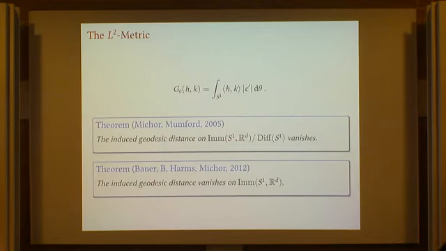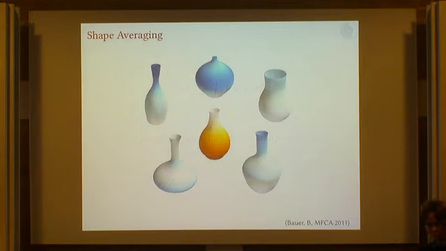Okay, so that's a little bit of analysis that happens, and one can also do analysis for the H1 metric and H2 metric and so on. So interesting questions and interesting results. But let me talk a bit more about applications. So what do we want to do with these Riemannian metrics? So one thing we want to do is calculate shape averages.